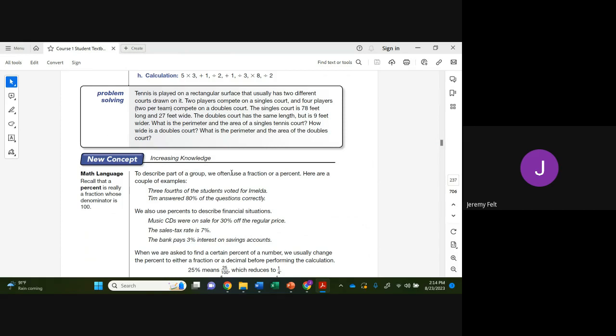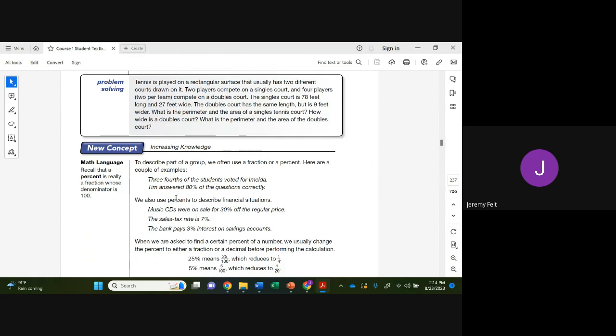Okay, if we're looking at this example here, 3/4 of the students voted for Imelda. Tim answered 80% of the questions correctly. So we can use fractions, which we've done and we know how to do. We can use decimals, and we can use percents.